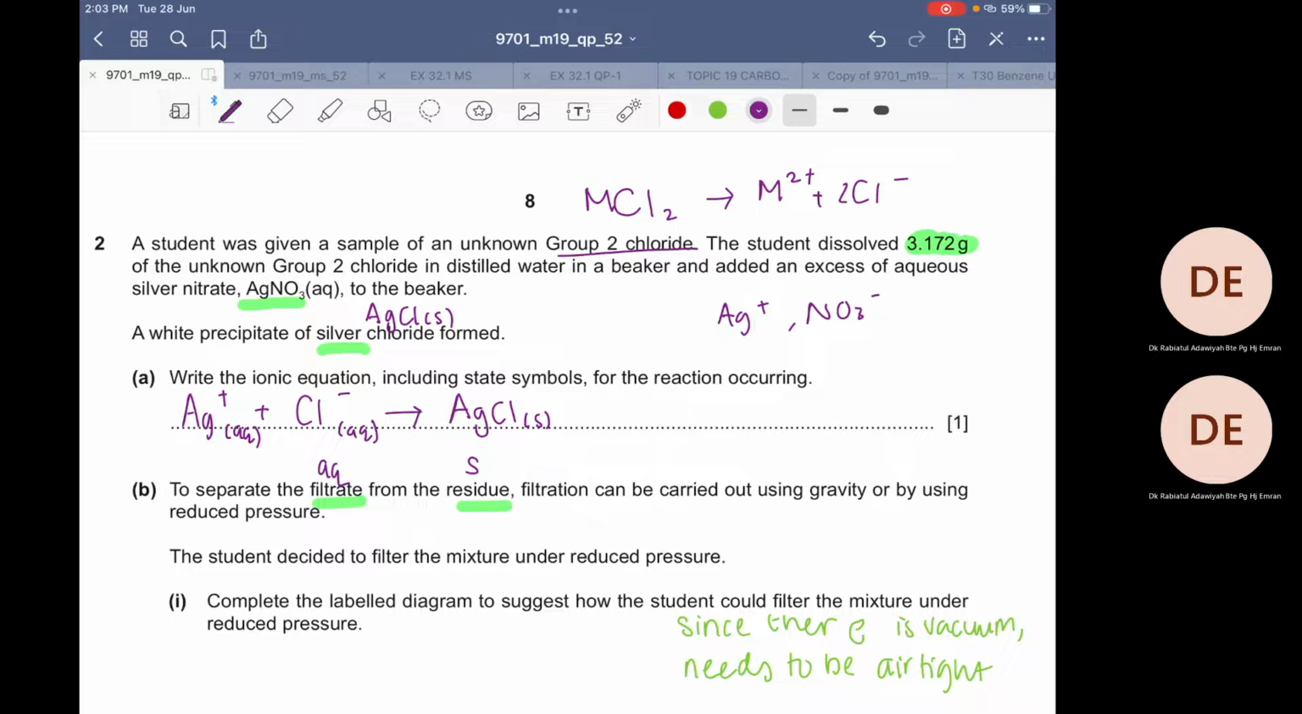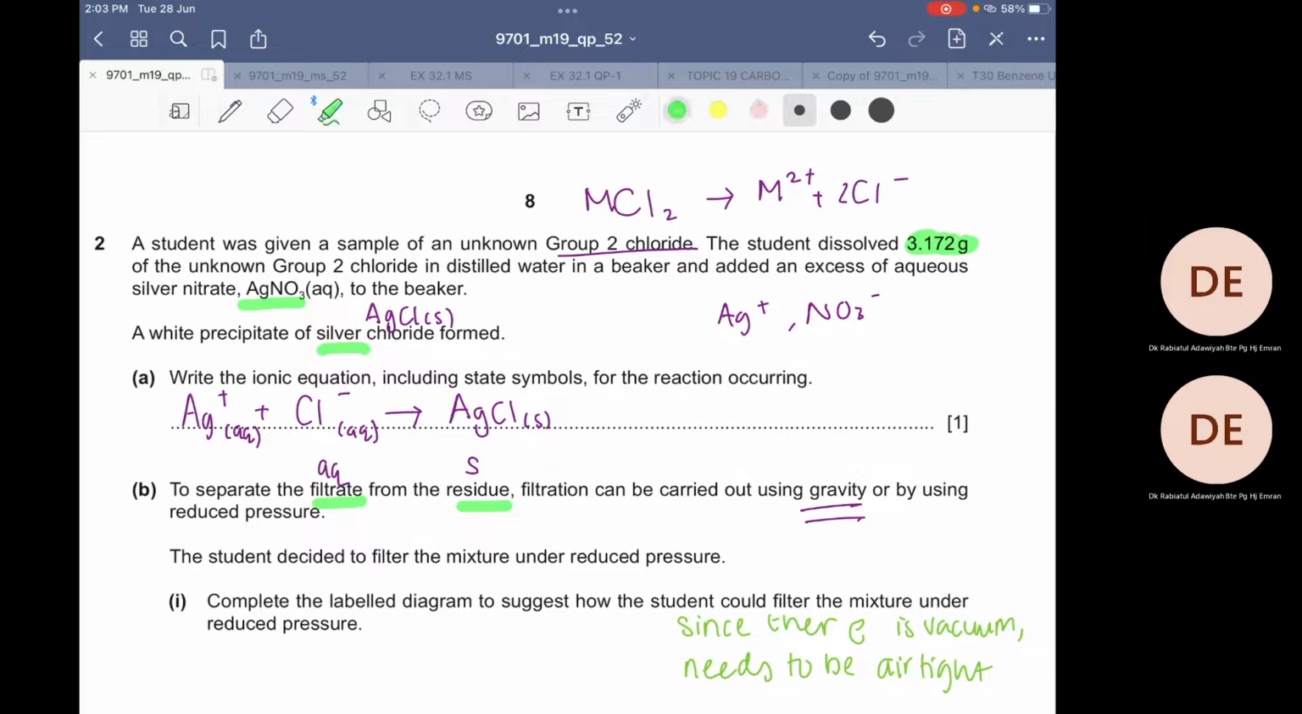Okay, you can carry out using gravity. Gravity is the normal filtration method where you put a filter paper in a filter funnel and then you just pour it out and you should be able to collect the filtrate and also collect the solid or the residue. The other one is under reduced pressure.